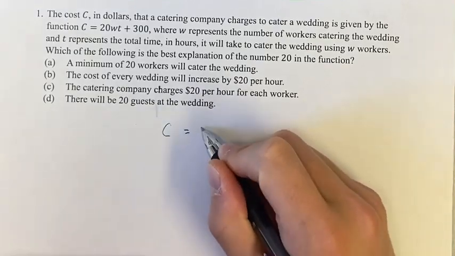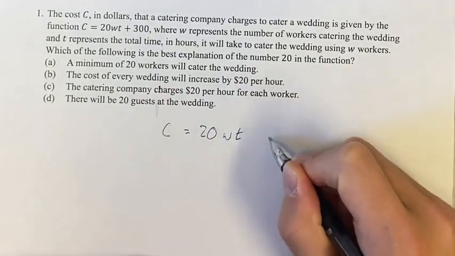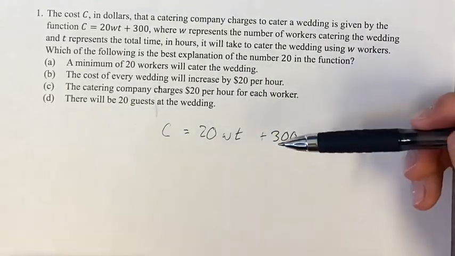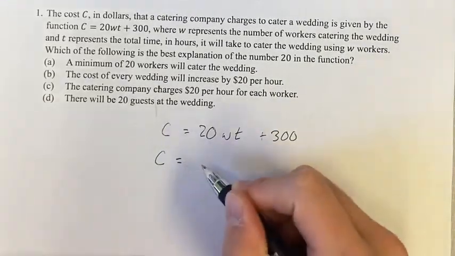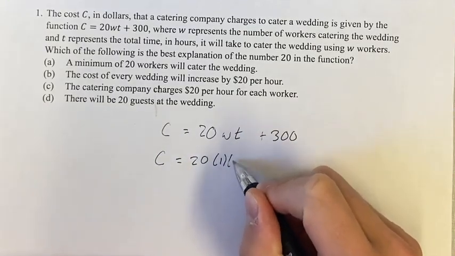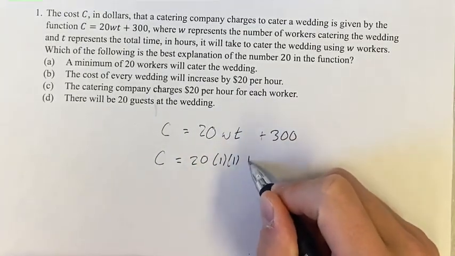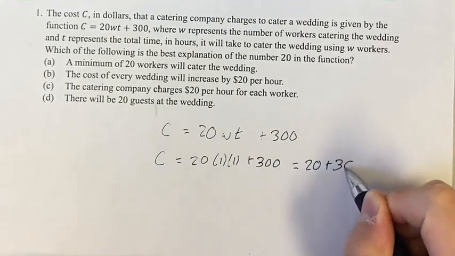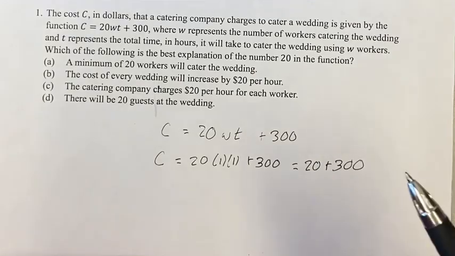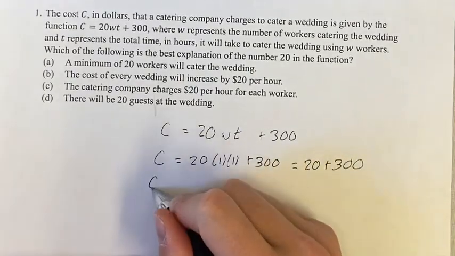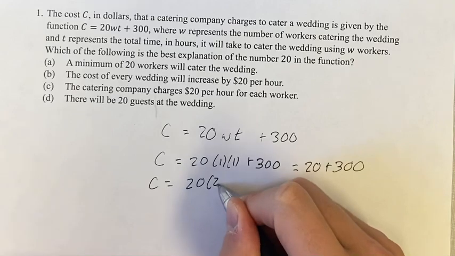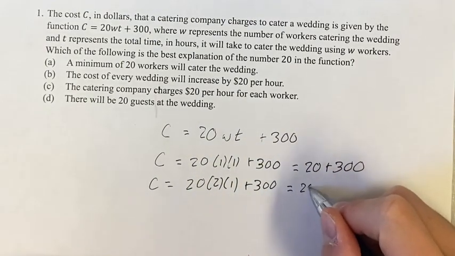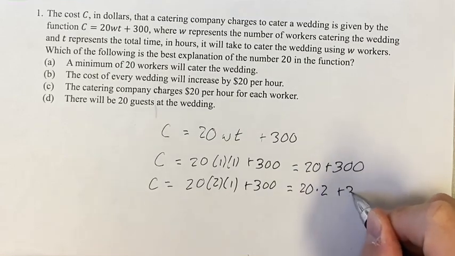So if C is equal to 20WT plus 300, and we just had one worker working 1 hour, then our formula would be C is equal to 20 times 1 times 1, because there's one worker working for 1 hour, plus 300. This is just 20 plus 300. Let's say we have two workers and they're both working 1 hour. We have 20 times 2 times 1 plus 300, which is 20 times 2 plus 300.